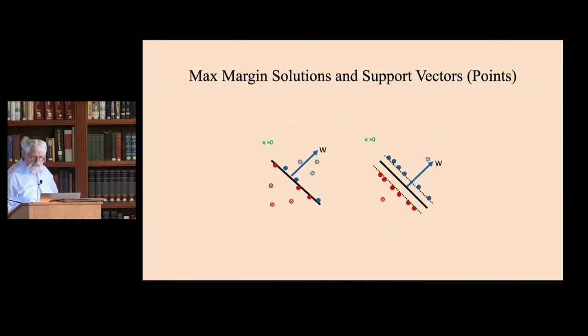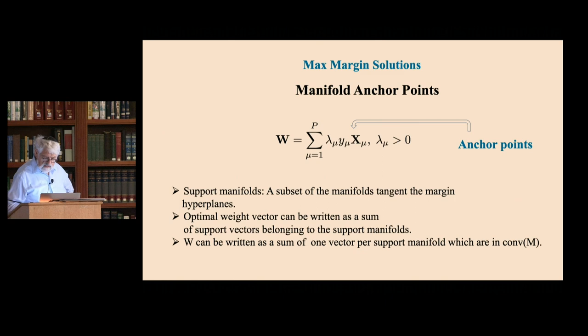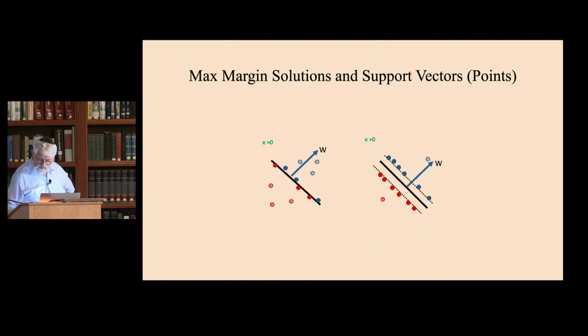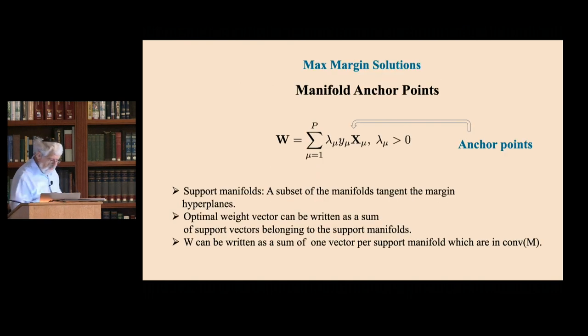So what do we mean by radius and dimensionality? For this, I need to remind you about the notion of support vectors. Imagine we have simple points that we want to separate by a hyperplane, a max margin hyperplane. Then we know that in this case, the weight vector of the max margin separator can be written in terms of a subset of points, which are the support vectors. We all know about it.